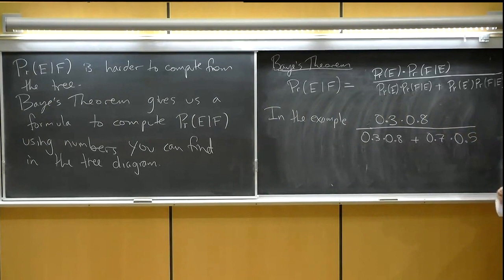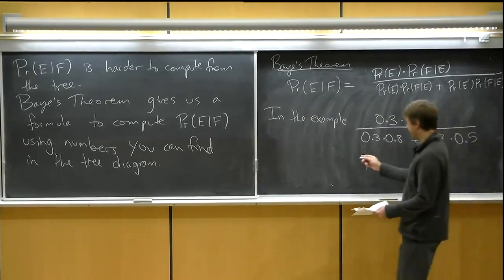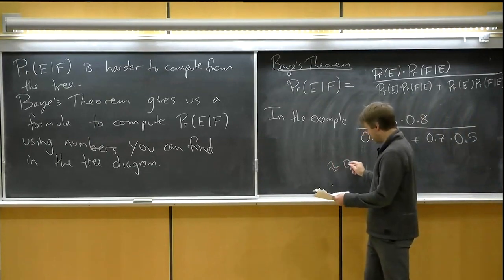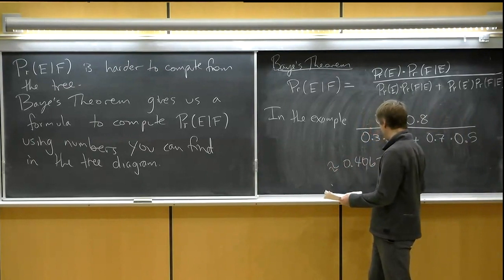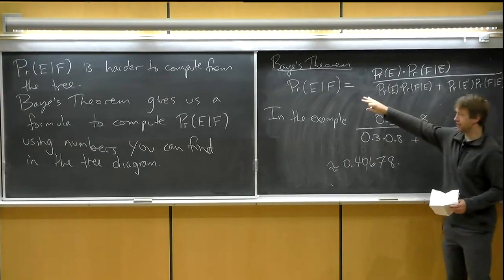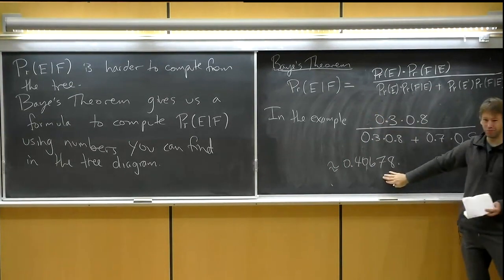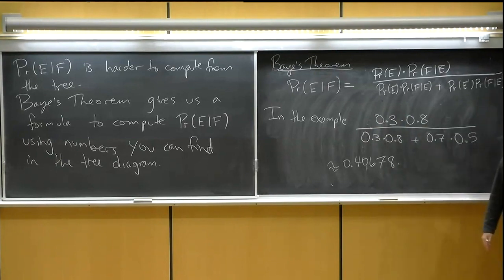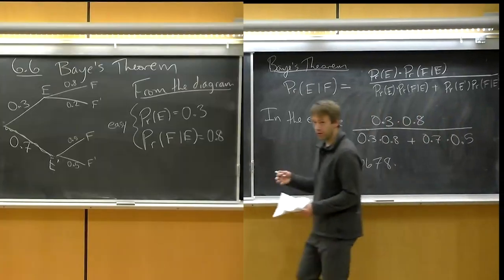Which at the end gives you approximately 0.40678. So this is definitely not something you can just look at the tree diagram and guess that it's about 0.40678. That wouldn't really be possible, so you really need this formula. Any questions about that example? Okay, we'll see more and more examples as we go.